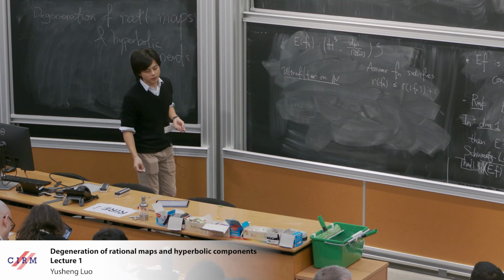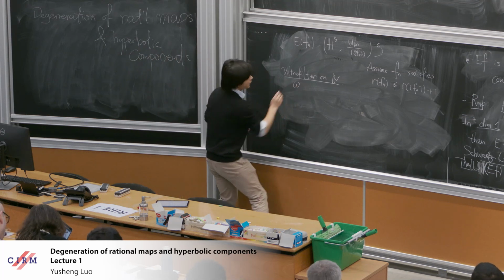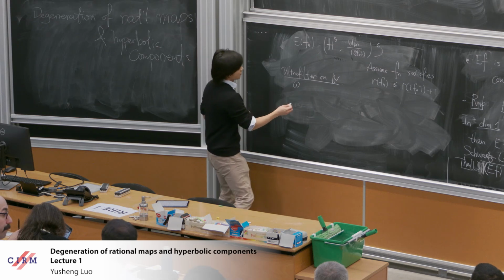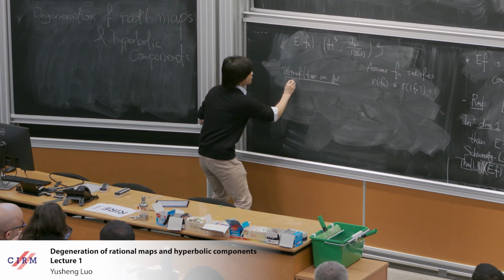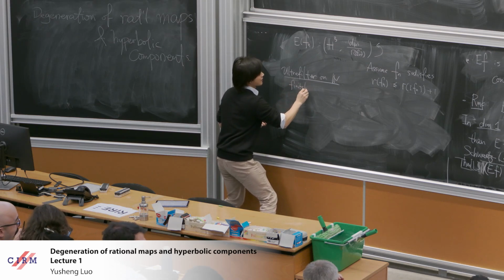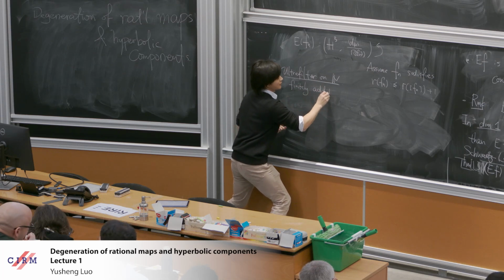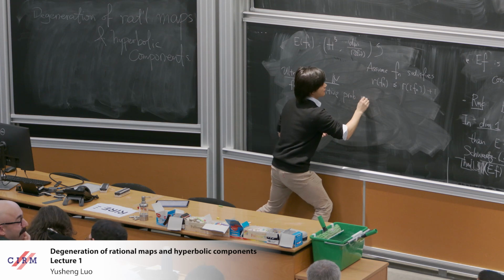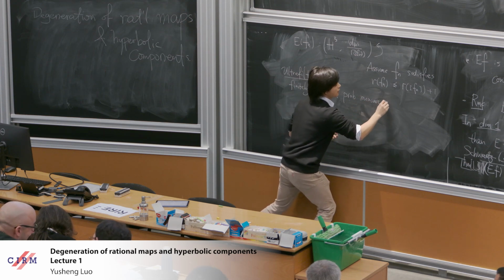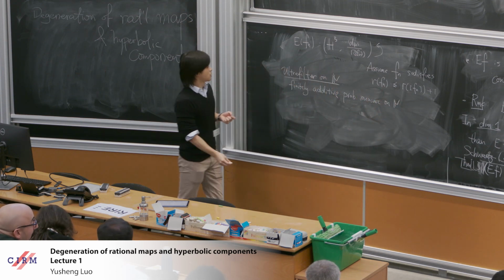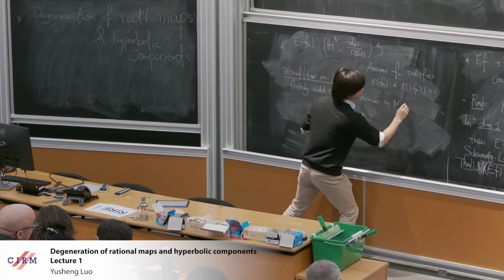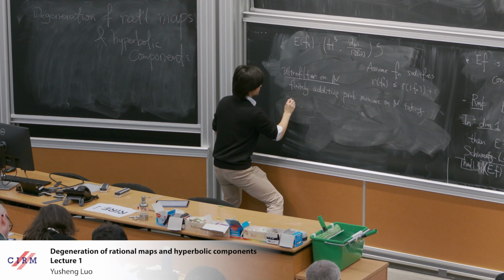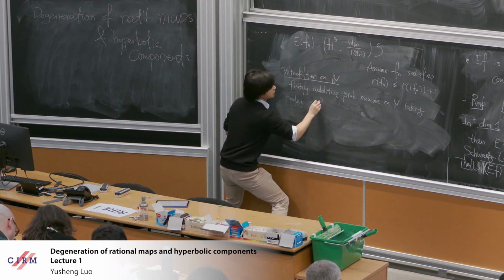So what is an ultrafilter on N? This is a finitely additive probability measure on N taking values in 0 and 1.